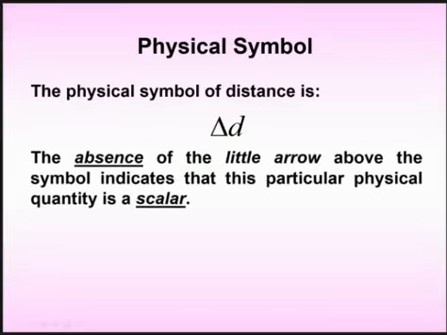Boom. That's it. That's how easy it is to actually remember distance. It is the exact same symbol as displacement, although it has no vector nature because there is no point in giving me a direction for distance. Okay? So the absence of the arrow above the symbol indicates that this particular physical quantity is a scalar.